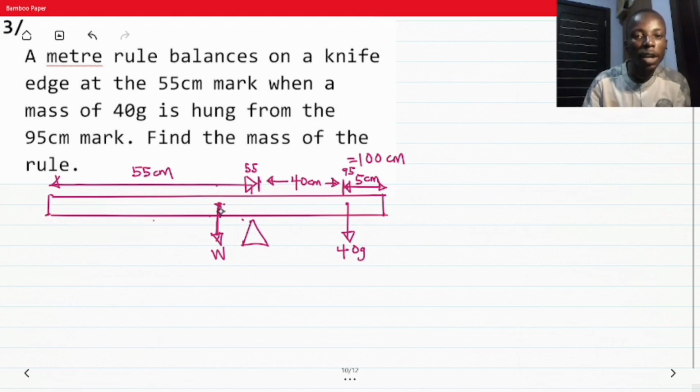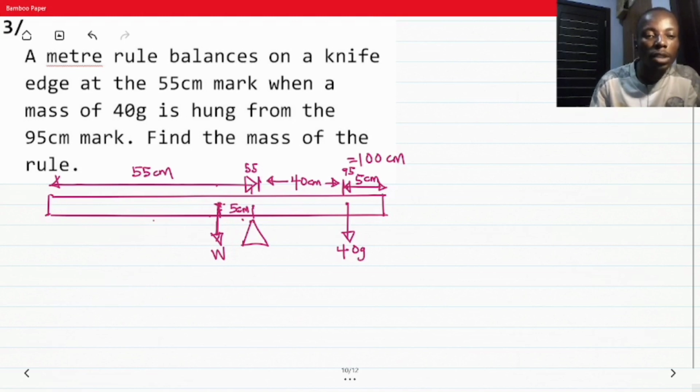Now that means from here to the pivot is going to be 5 centimeter, because the question says the meter rule is balanced at the 55 centimeter mark. So it will be 5 centimeter away from the weight of the meter rule. I hope you got that.